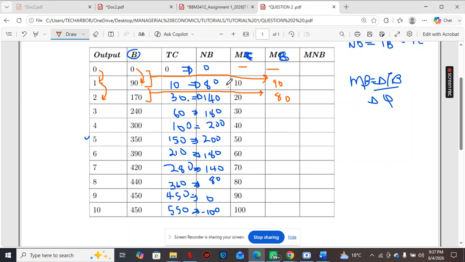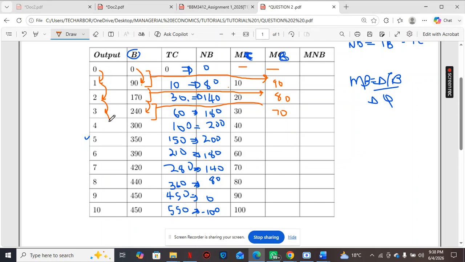So this second unit has brought an additional benefit of 80. Okay, this benefit can be extra revenue. When we move from 2 units to 3 units, the benefit increases from 170 to 240. So the extra benefit this third unit has brought, you're going to say 240 minus 170, 70.